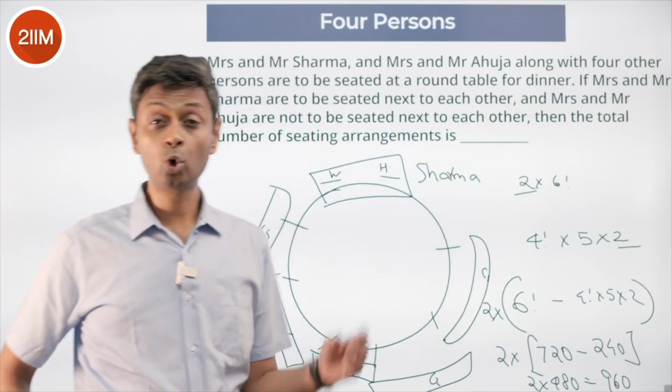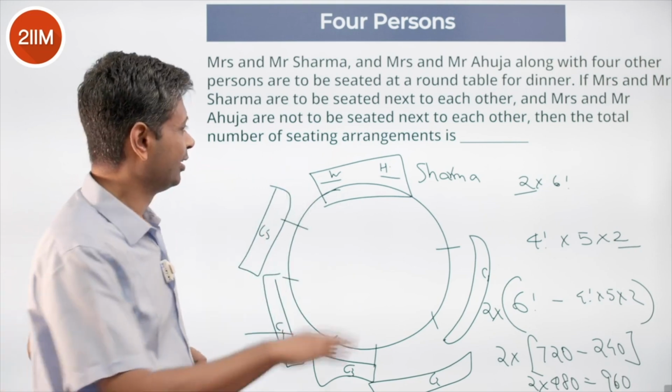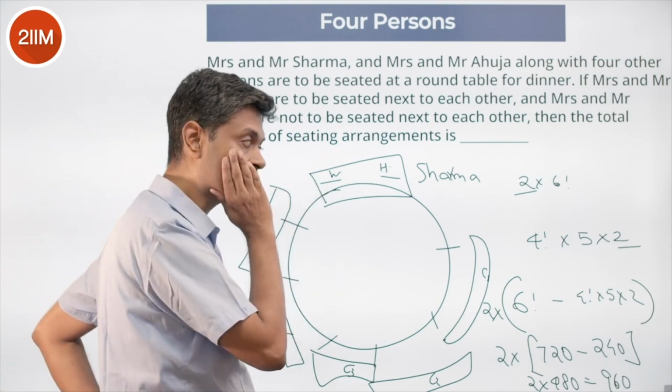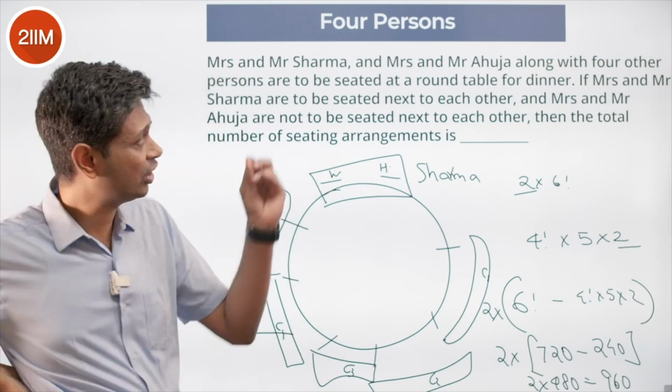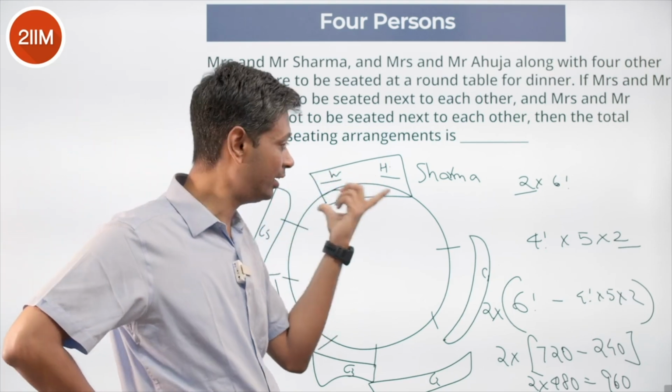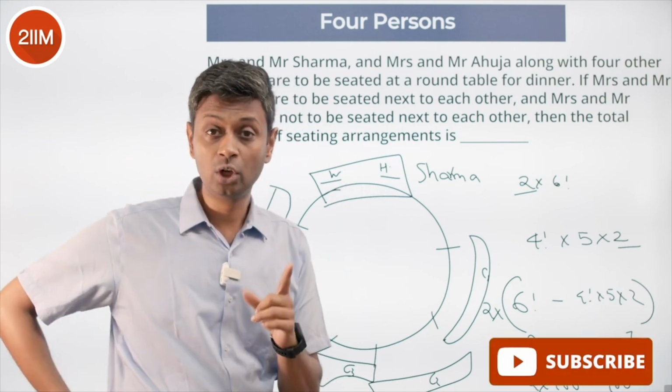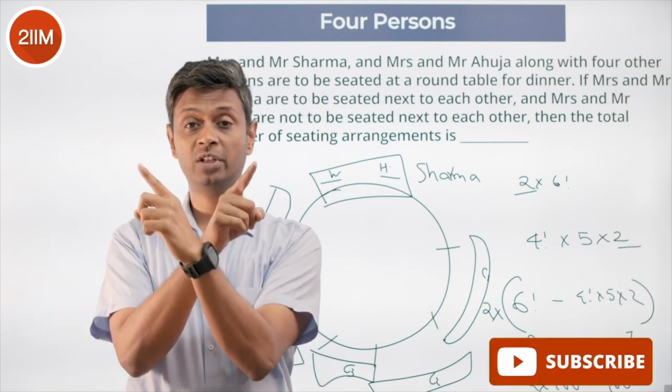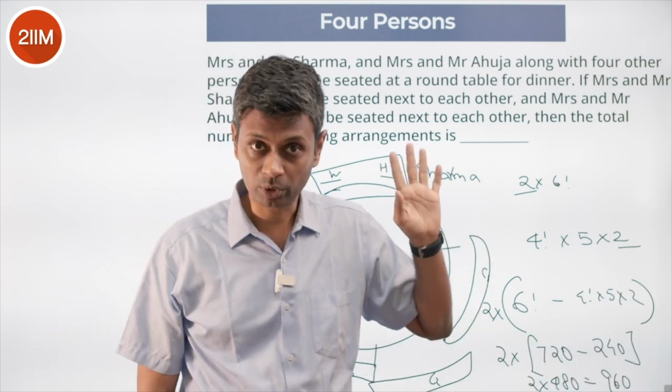Excellent question. I'm going to go over the thought process one more time. I'm going to first think in terms of, hey, what do we do if we have the first condition alone in mind? Mr. and Mrs. Sharma together. Both of them together. And 6 slots, 6 people, 6 factorial. Both of them together could be husband and wife or wife and husband. 2 into 6 factorial. Total possibilities.